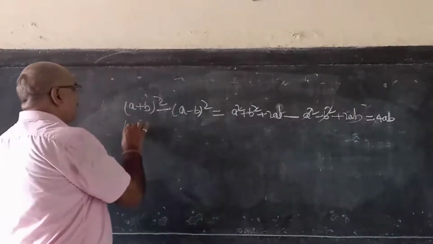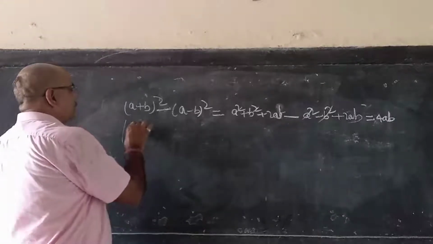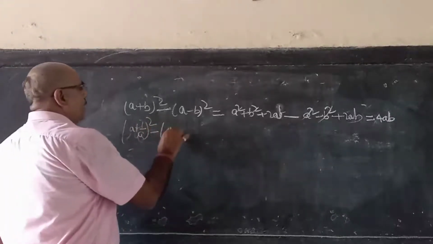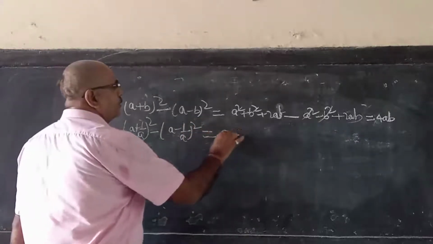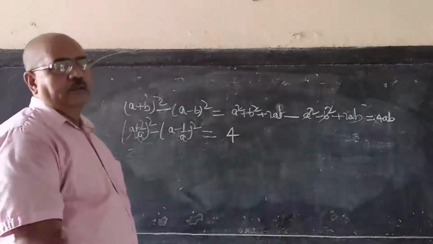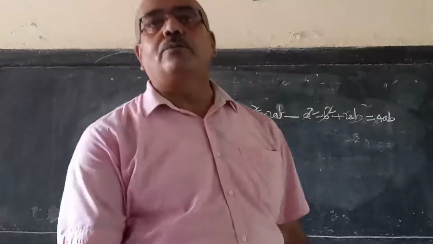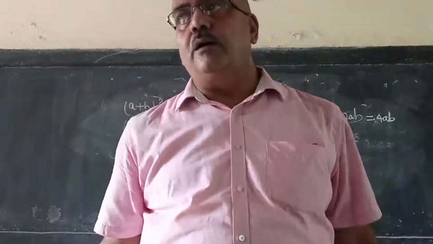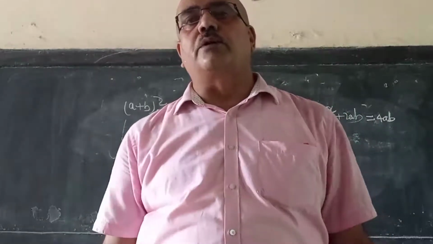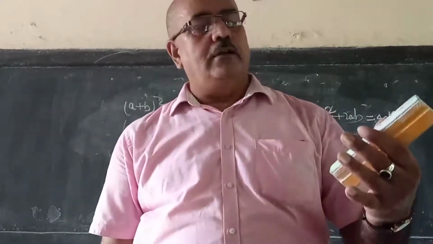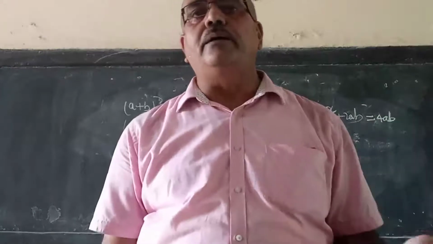Similarly, when (a plus 1 by a) whole square minus (a minus 1 by a) whole square, the result will be equal to 4. So these are the formulas you have to learn, or if you can't learn them, use these formulas to solve the question. The formula will come to your mind automatically.